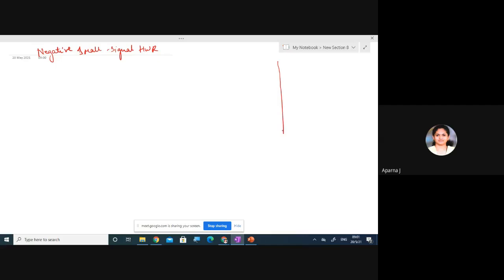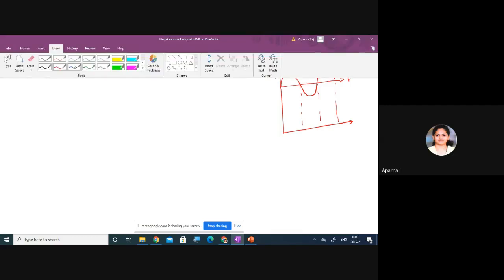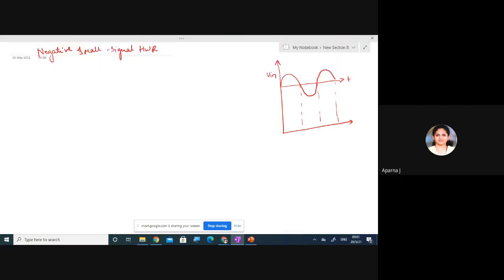So I'll sketch the input and output waveform. What is required? First, if you know what is required, then it will be easy for us to say which type of circuit we need. Since it is now a negative half wave, we'll be having only the negative cycle. So this is the required output, and for the positive cycle, the output should be 0.